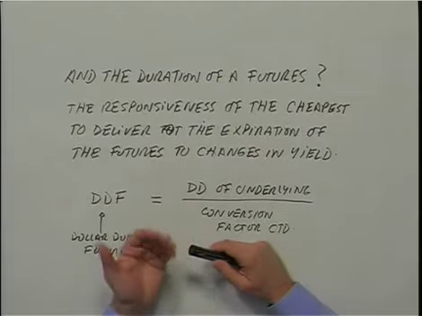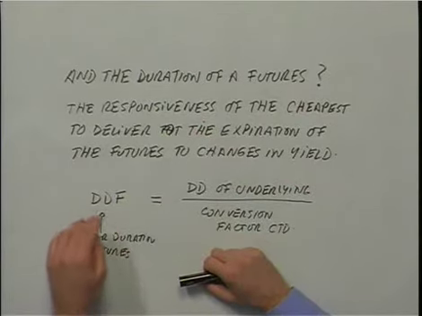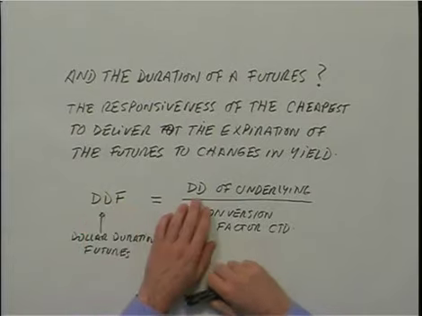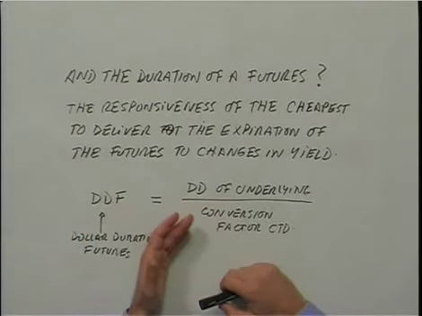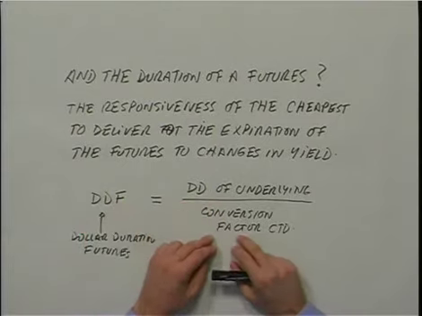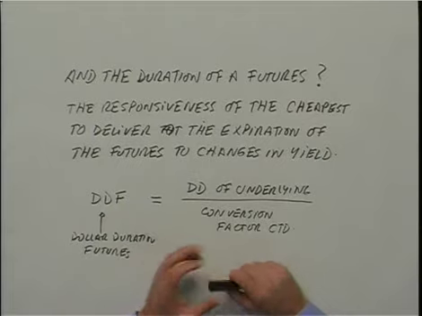In other words, the duration of a futures contract is the implied duration of the cheapest to deliver underlying of that futures contract. So the dollar duration for the futures is simply the dollar duration of the underlying divided by a conversion factor for the cheapest to deliver. And that's how you would calculate the modified duration and dollar duration of a futures contract, which in general will be given to you.